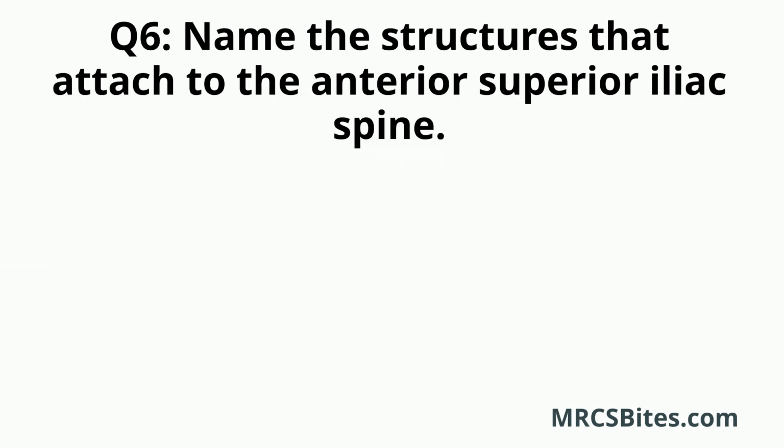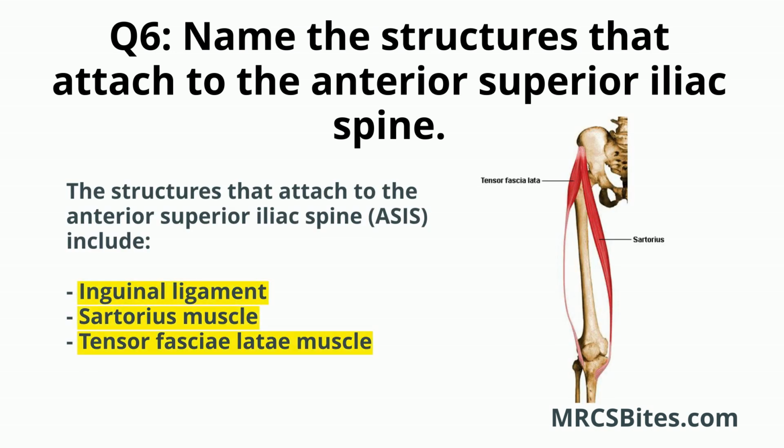Question 6. Name the structures that attach to the anterior superior iliac spine. The structures that attach to the anterior superior iliac spine, ASIS, include inguinal ligament, sartorius muscle, tensor fasciae latae muscle.